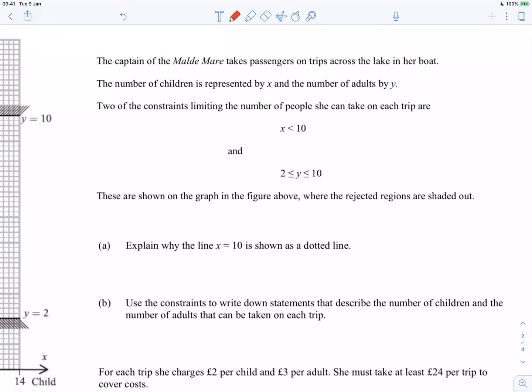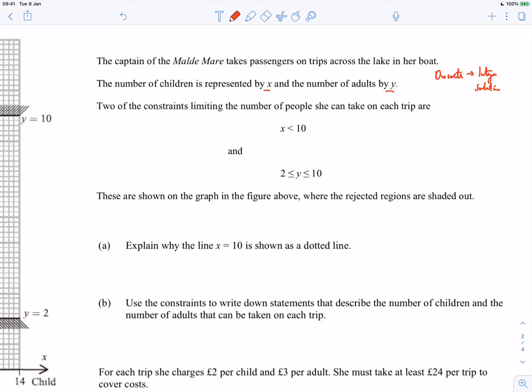So, the captain of the Mal de Mer takes passengers on trips across the lake in her boat. The number of children is represented by X, and the number of adults is by Y. So clearly X and Y are discrete. So we're looking for integer solutions, right? Because I can't have 2.3 of a kid or 4.5 of an adult. It has to be whole numbers.